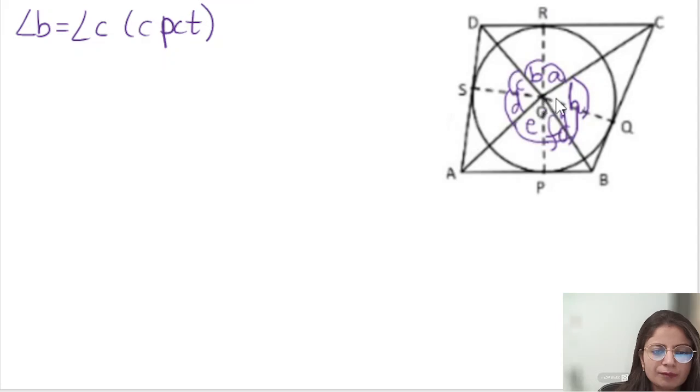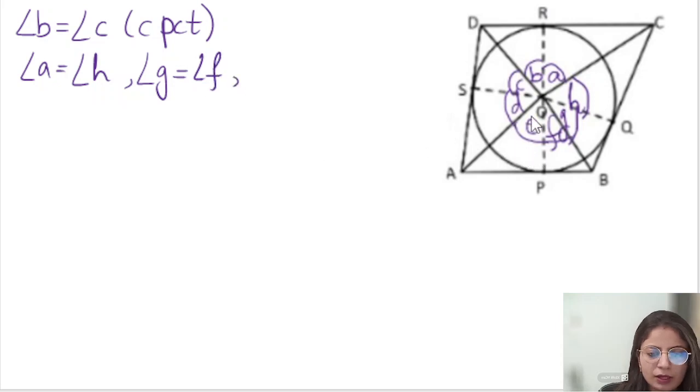Similarly, we can say angle A equals angle H, angle A equals angle H. Also, angle G equals angle F and angle D equals angle E. Angle D equals angle E, right?